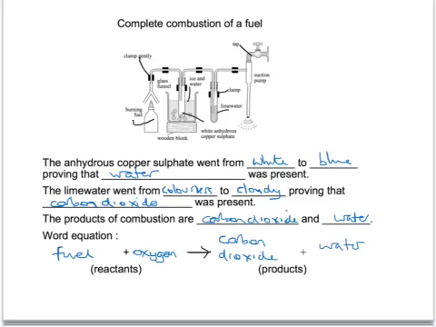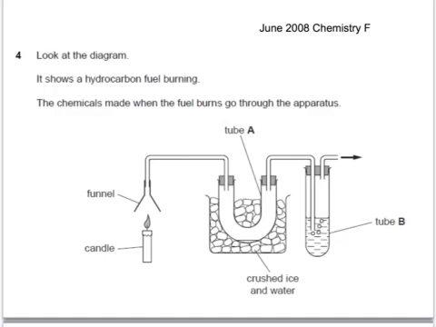All fuels, when they burn in a plentiful supply of oxygen, will produce carbon dioxide and water as their products. And here's a related past paper question. It says, look at the diagram, it shows a hydrocarbon fuel burning. The chemicals made when the fuel burns go through this apparatus. It's broadly similar to the one we just looked at. The fuel here is wax, but that's a hydrocarbon as well. We've got a U-tube in the middle, again surrounded by ice to cool it down, but no test substance in there. And on the right-hand side we've got a second tube where a gas is bubbling through.